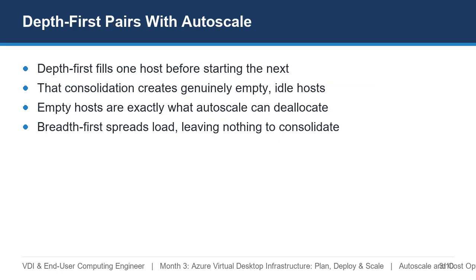Remember depth-first load balancing from Lesson 1. It fills one session host to its limit before routing sessions to the next, which consolidates load and creates genuinely empty, idle hosts during off-peak periods. Those empty hosts are exactly what an autoscale plan can safely deallocate, which is why depth-first and autoscale are natural partners for cost-sensitive pooled pools.